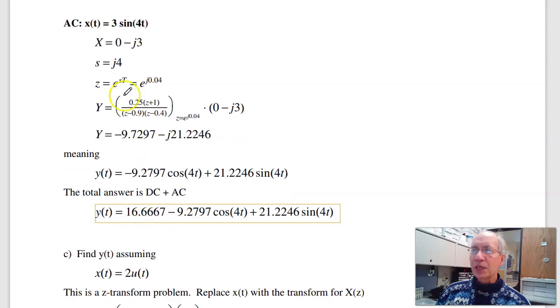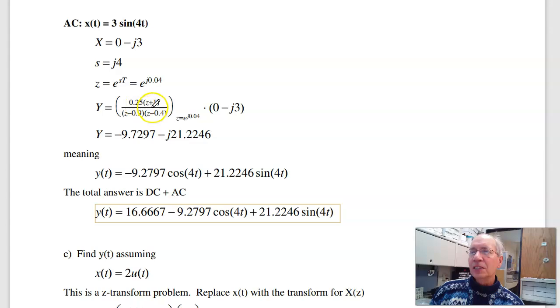When the input is a sine wave, x equals 0 minus j3, 0 cosine, 3 sine. S is j4, z is e to the st, which is e to the j.04. This is where TI calculators really struggle. HPs work just fine, MATLAB works just fine.